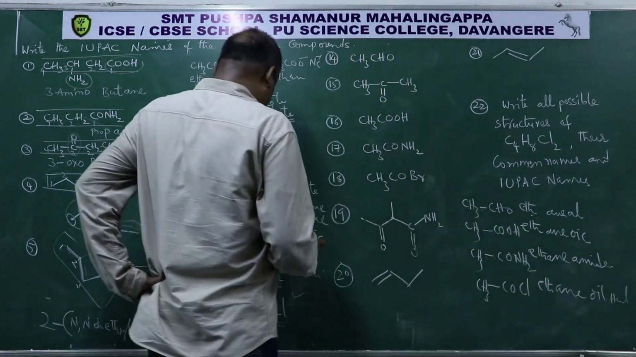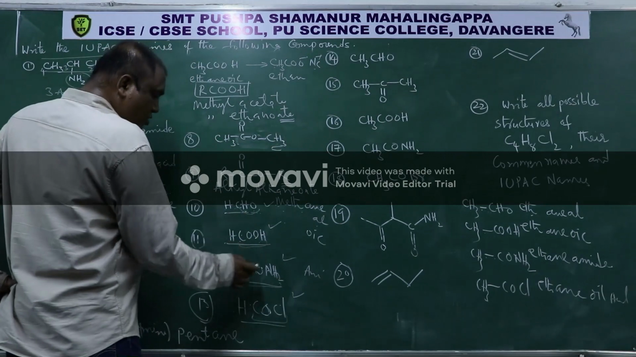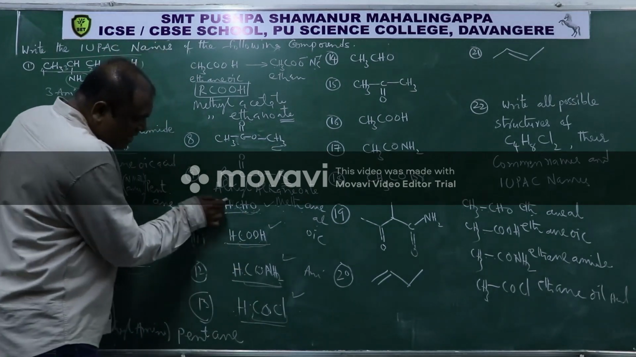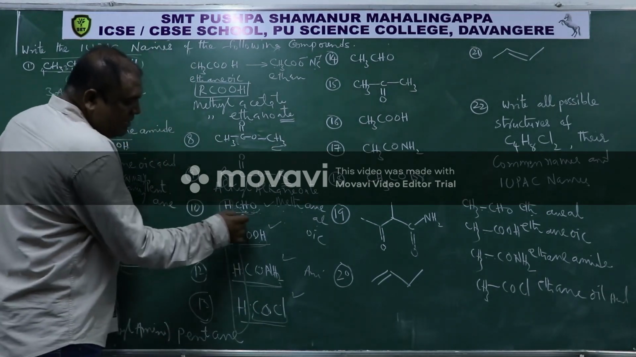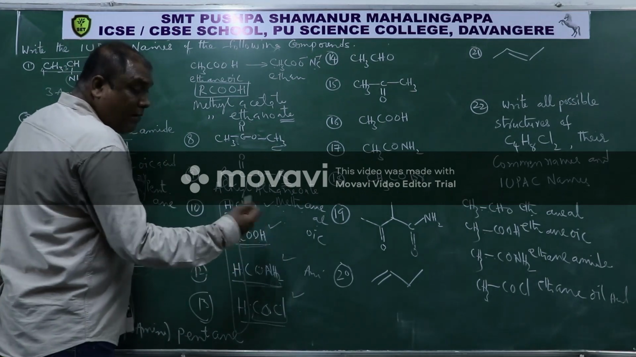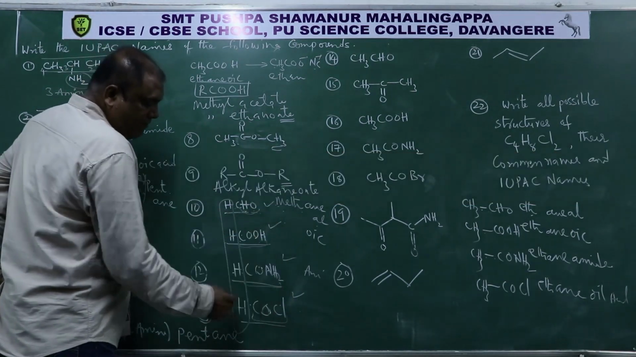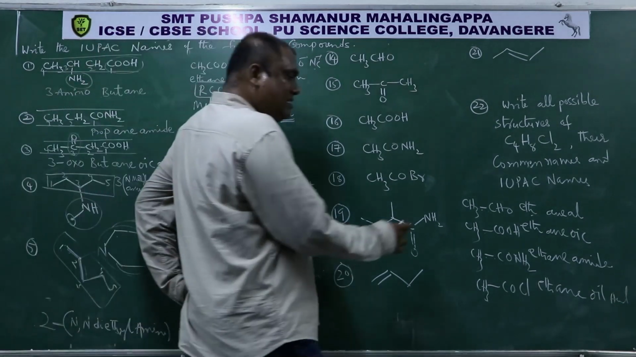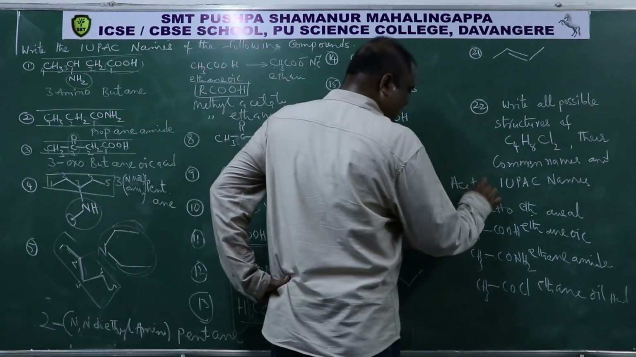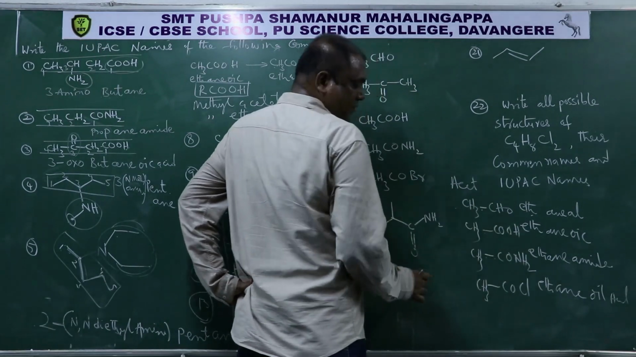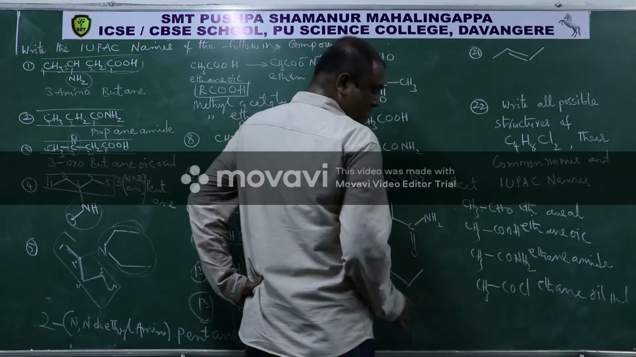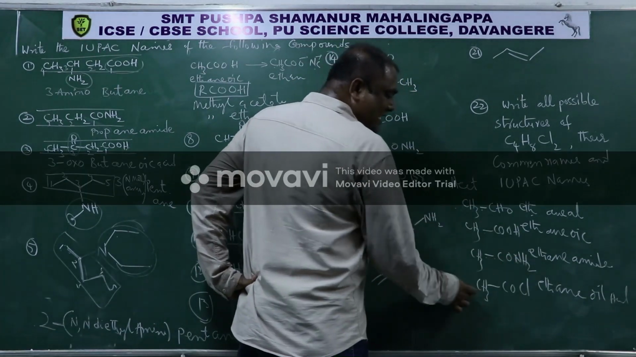But here, CHO, COOH, CONH2, COCl, all have attached hydrogen. Then it becomes form. Common names I am telling: formaldehyde, formic acid, formamide, formyl chloride. Here when CH3 is there, we add acet: acetaldehyde, acetic acid, acetamide, acetyl chloride.